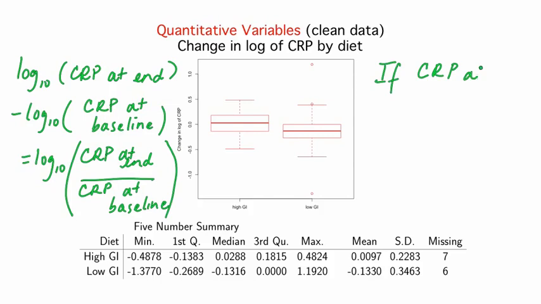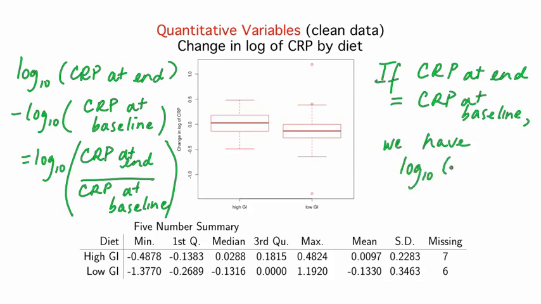If CRP at the end of the study is equal to CRP at baseline, so then there's no change in CRP from baseline over the course of the study, then the ratio is 1. And you may recall that the log of 1 is 0, which of course makes sense. The difference should be 0 if there's no change.